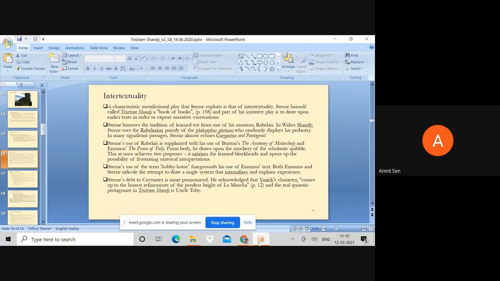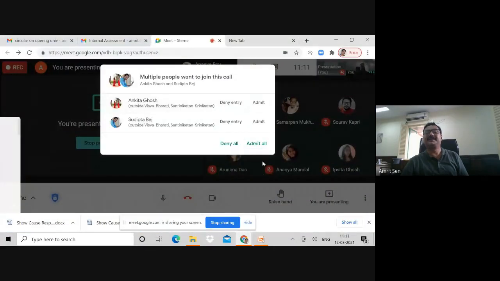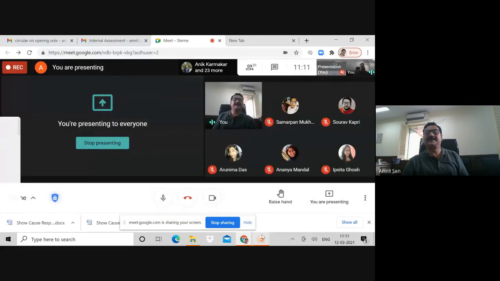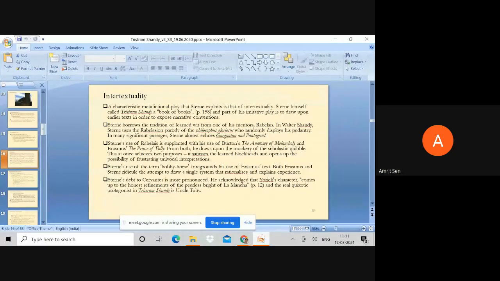Right. Now, there's one particular point which I wanted to make also about Tristram Shandy, in that it is a novel which is marked by intertextuality. Intertextuality, as many of you know, is a term used by Julia Kristeva. It talks about how books often are in dialogue with books and how that reflects on the ideology of the book and the various paradigmatic strategies that the author wants to use.